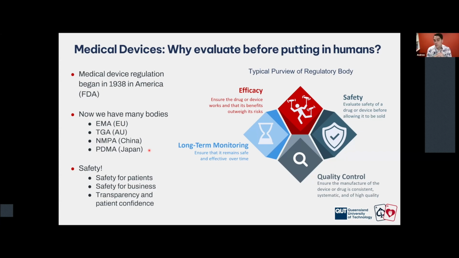So the typical purview of a regulatory body is looking at efficacy, so ensuring the drug or device works and that its benefits outweigh its risks.